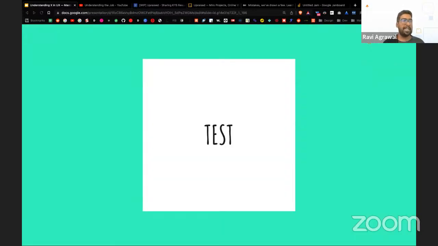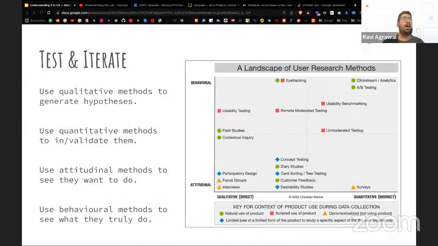I wanted to talk about testing, and give you an understanding of what are the different methods that are there to test, and what is the landscape of user research methods altogether. If you put them on a graph of qualitative versus quantitative and attitudinal versus behavioral, there are lots of research methods that are there. The credit for this particular diagram goes to nngroup.com.